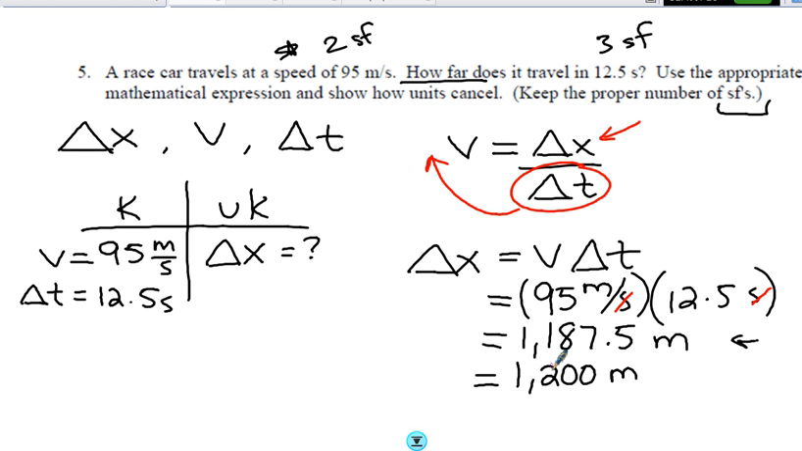To make sure that these zeros don't count as significant, I could put a line over top of that 2, or I can write this as 1.2 times 10 to the 3rd meters. Or better yet, I could write this as 1.2 kilometers. And again, now my answer is to 2 sig figs and with correct appropriate variables.